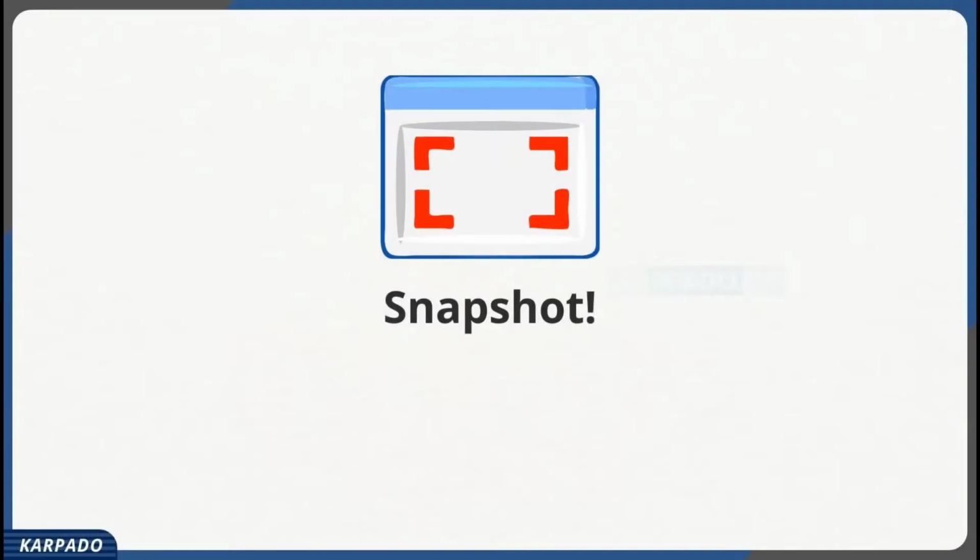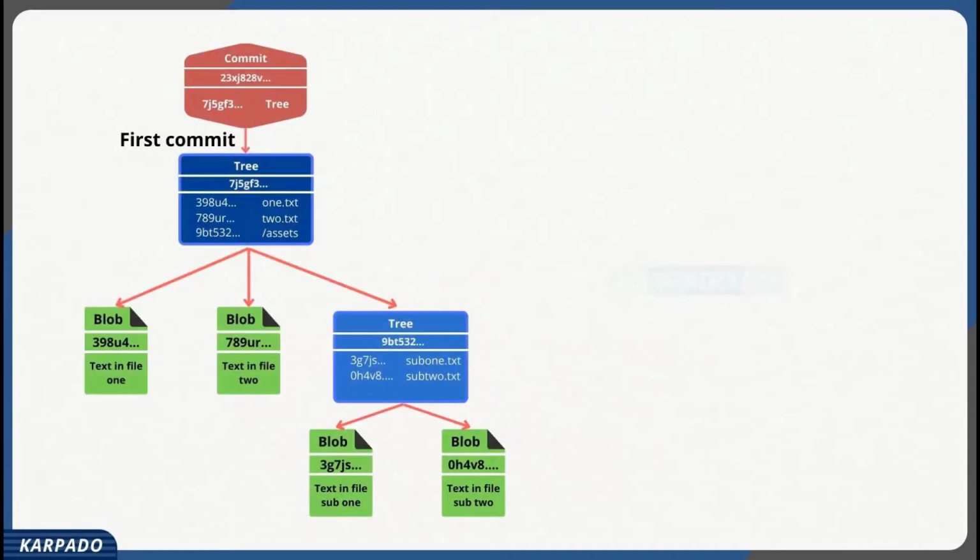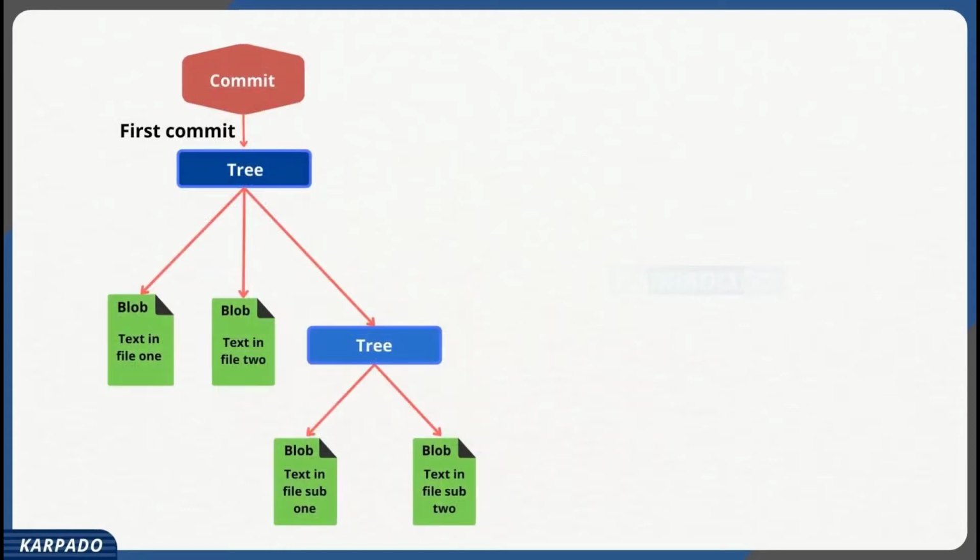Let's try and understand what a Git snapshot is. Earlier we had created a project where we had a couple of files in the root directory of the project, and then we also have a subdirectory inside which we have a couple more files. And if you recollect from our previous lectures, this was the object structure we had when we made our first commit. Let me simplify this diagram so that it looks more compact.